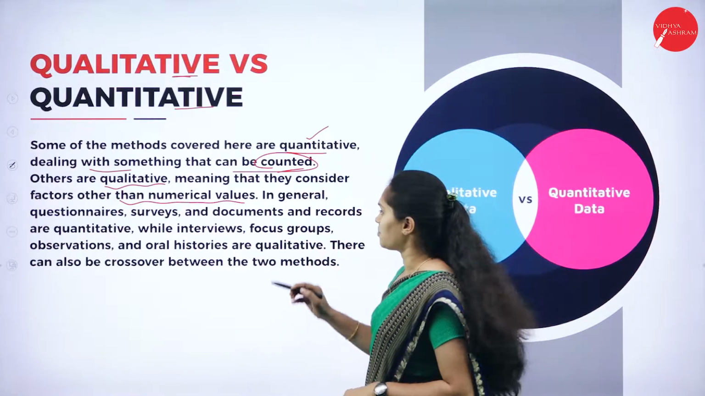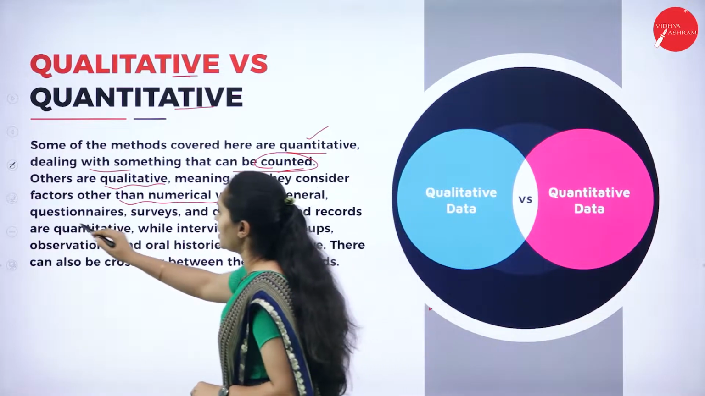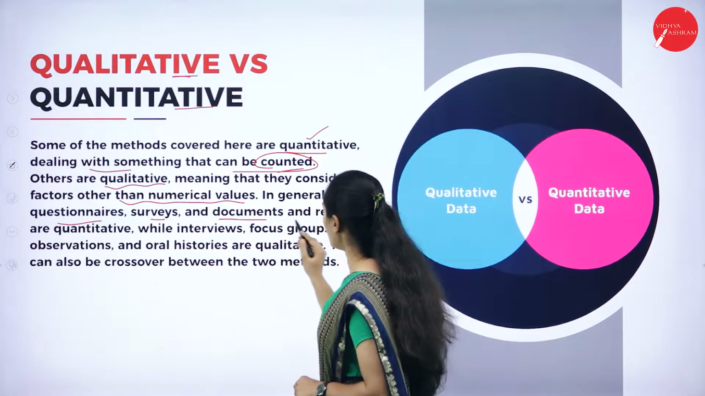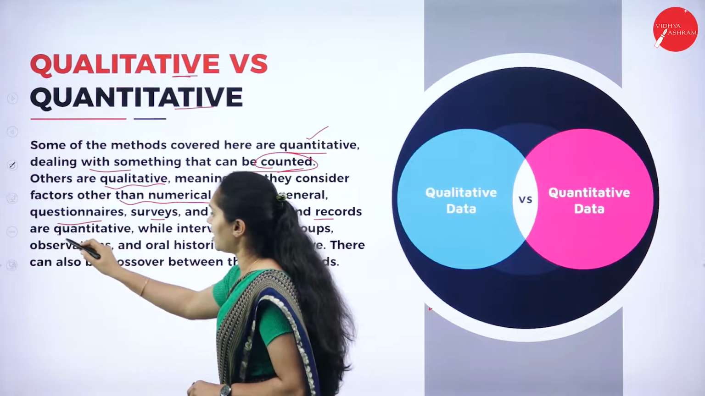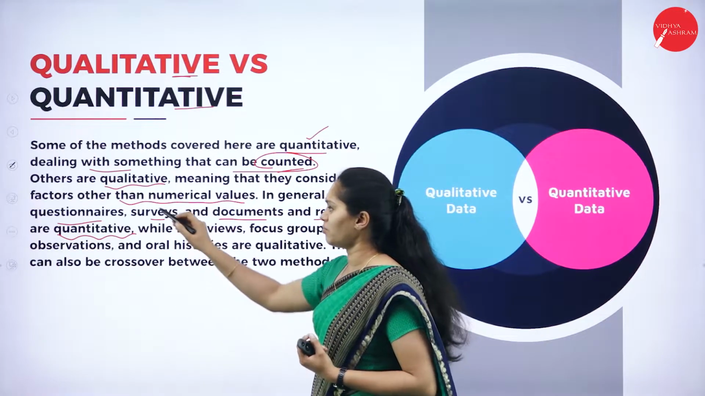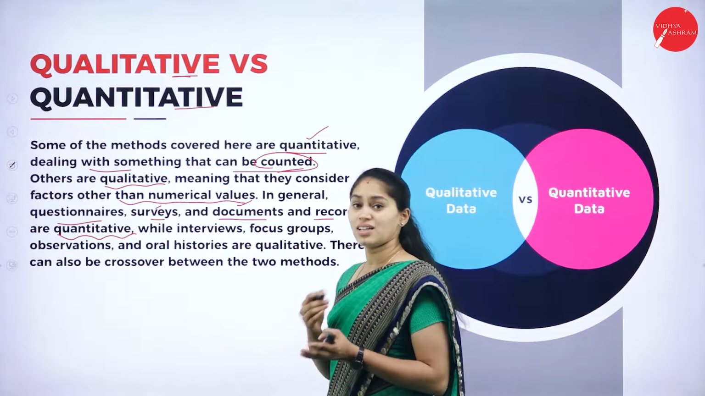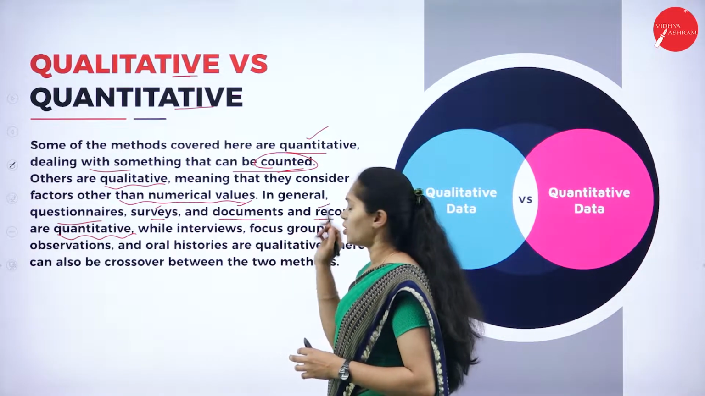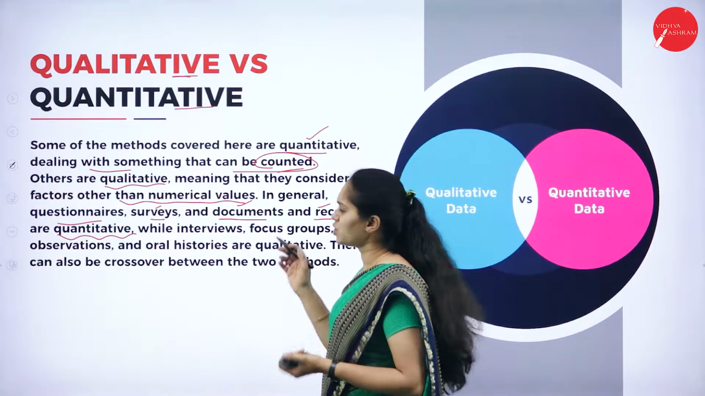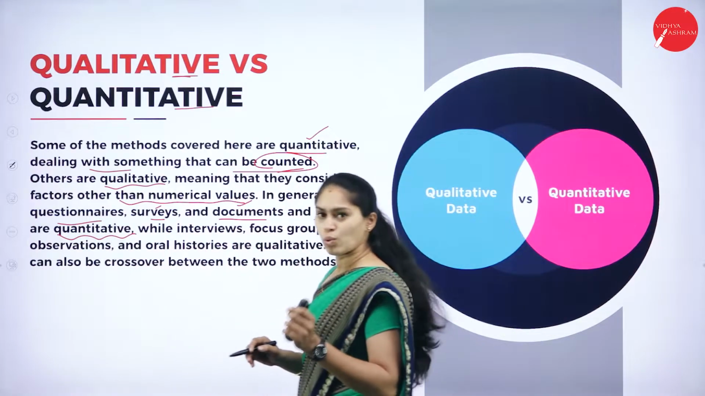In general, questionnaires, surveys, documents and records are quantitative. That means how many surveys you have done, how many documents we have, what is the number of pages in the documents, and what is the number of records you have. All these things are related to quantitative.